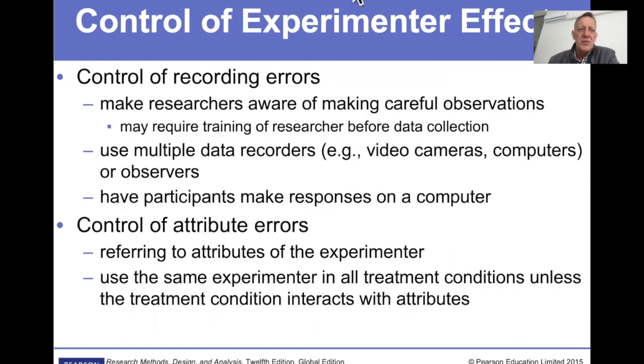Now we're with the experimenter effects. First the participant, now the experimenter. You have to control recording errors, because I, as the experimenter, can make them. Make researchers aware of making careful observations and so on. Use multiple data recorders and have participants make responses on the computer and so on. Now, control of attribute errors refers to the attributes of the experimenter.